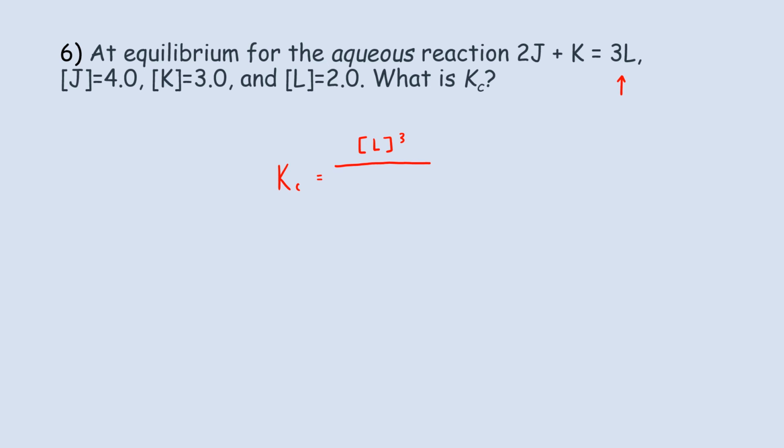We're going to divide that by the product that we get from the concentration of J squared multiplied by the concentration of K. So plugging in our values now, we'll have 2.0 cubed divided by 4.0 squared multiplied by 3.0. So plugging that into your calculator should give you a Kc value of 0.17.